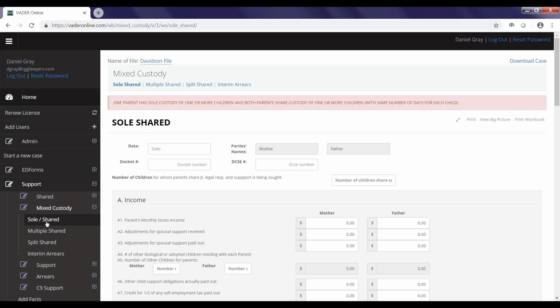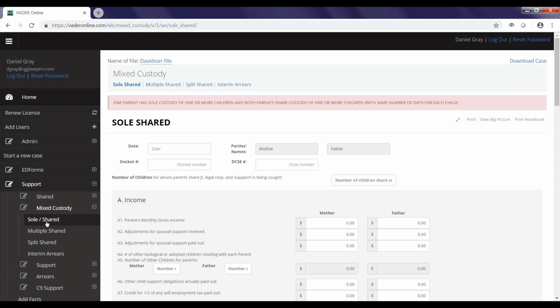You could also have a situation where each parent had primary physical custody of at least one child, and then they shared custody of a 3rd or 4th or even 5th child. So those sorts of situations were out there, and you really couldn't calculate with any degree of certainty what the appropriate amount of child support would be. So in the last legislative session, the legislature passed 3 new guidelines that are intended to address those particular situations.